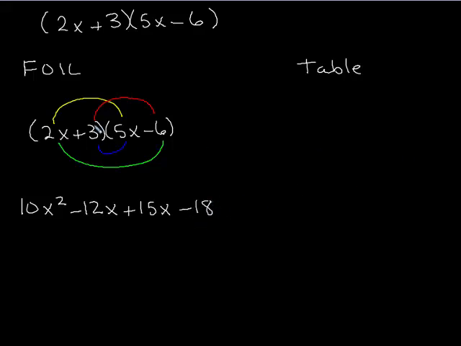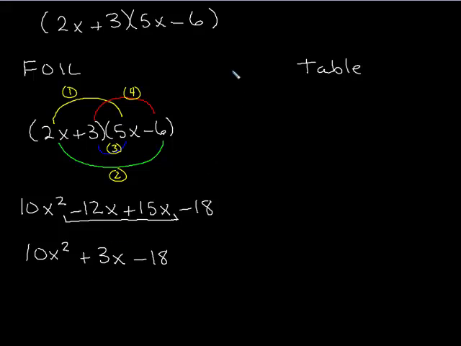Now following that pattern, we go in this order, first, second, third, fourth, and if we've done that correctly, our like terms will be in the middle. So I'll have 10x squared, negative 12x plus 15x gives me 3x, minus 18.